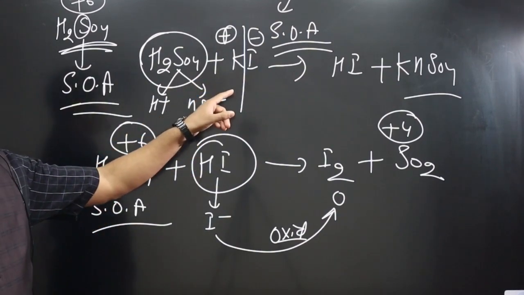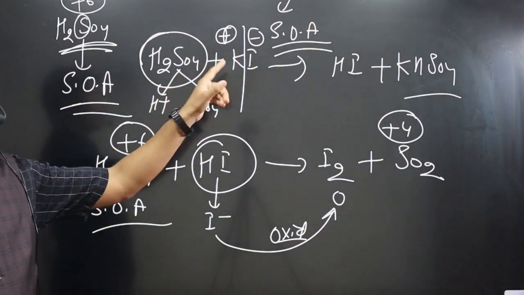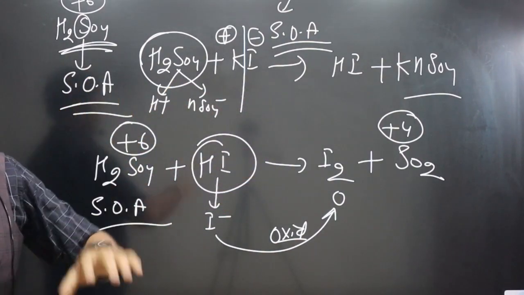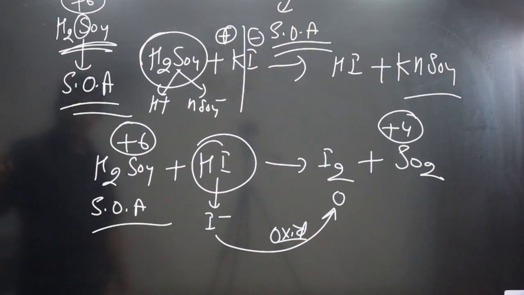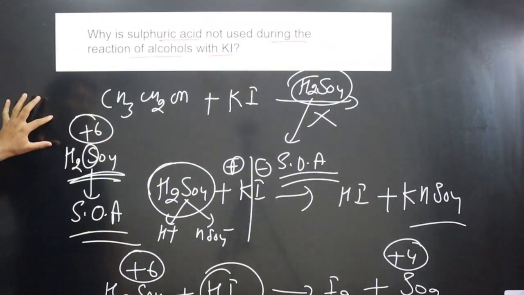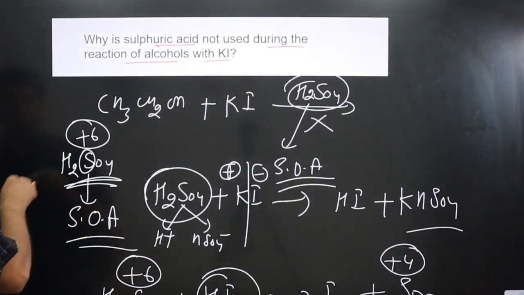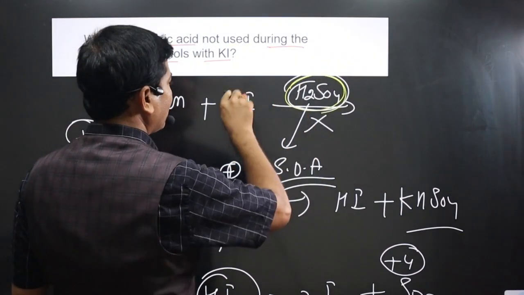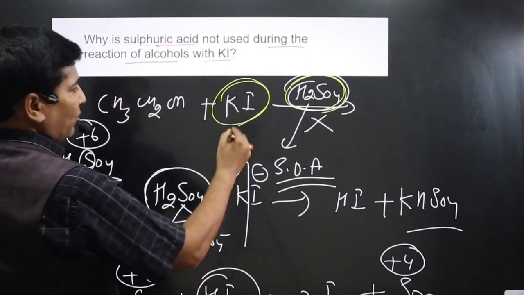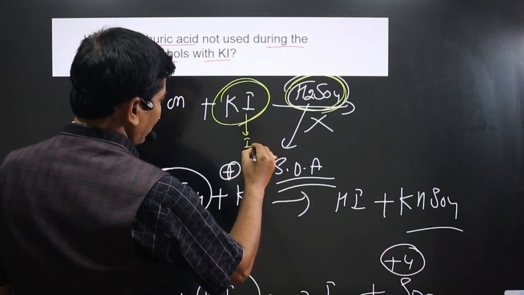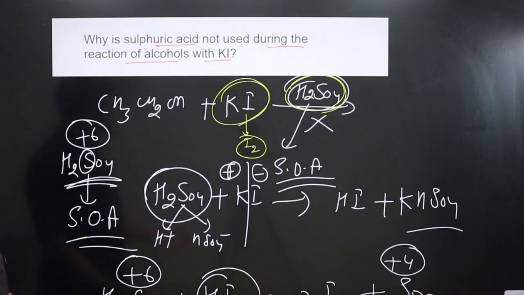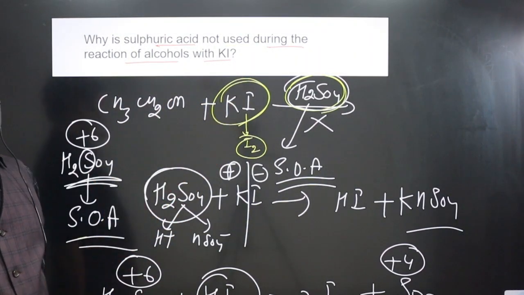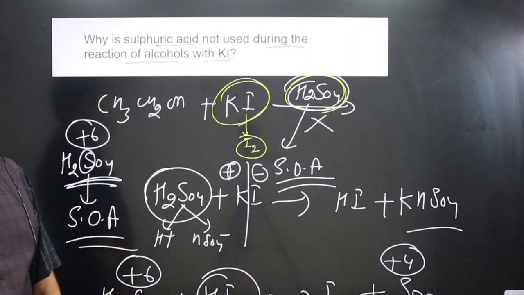Okay, so this is the problem actually. When potassium iodide is reacting with alcohols in the presence of H2SO4, H2SO4 starts reacting with potassium iodide. This is the problem actually. This H2SO4 starts reacting with potassium iodide, and whatever iodine is there converts into I2. So the reaction does not take place. OH is not displaced by I, and alkyl iodide is not produced.